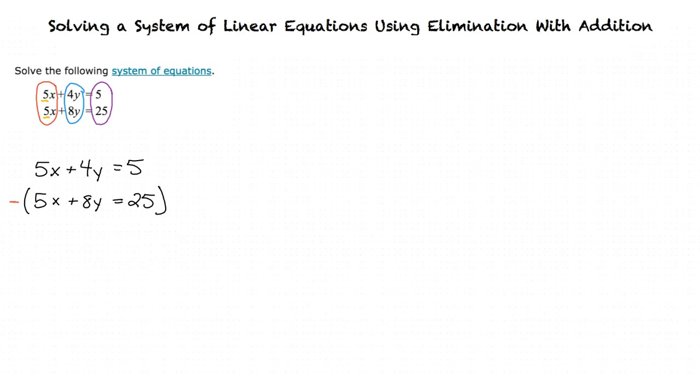Wait, but don't we need to remember to distribute the negative sign throughout the equation 5x plus 8y equals 25? Yes, you would be correct. When we do this, our system of equations now looks like this.